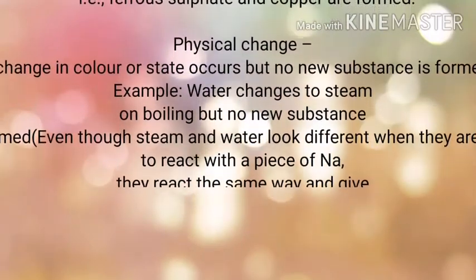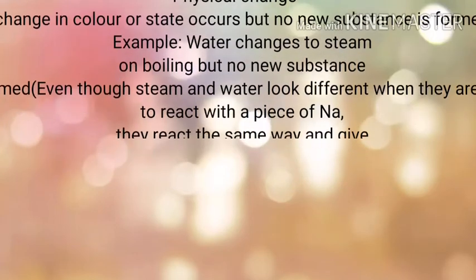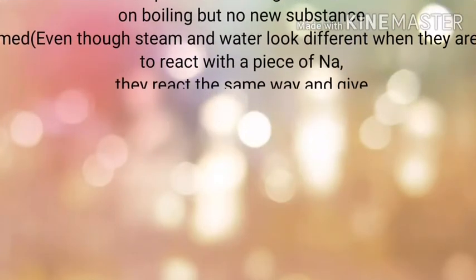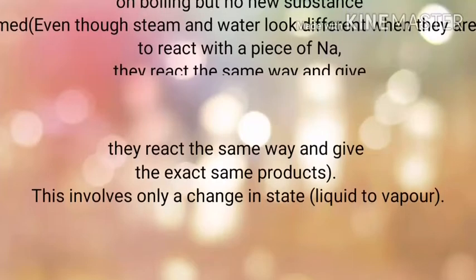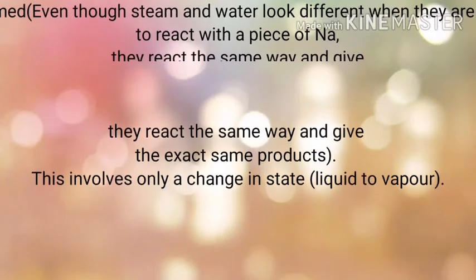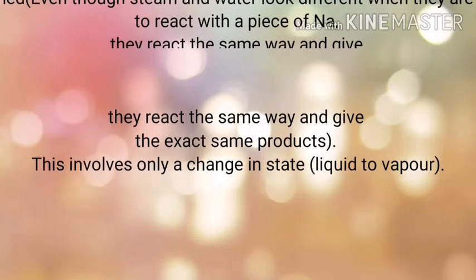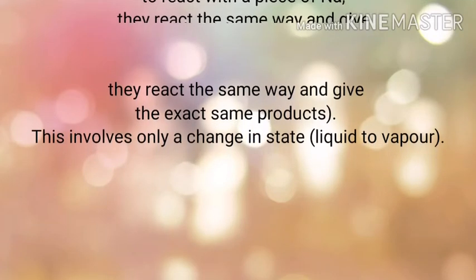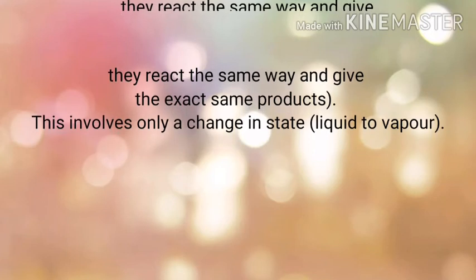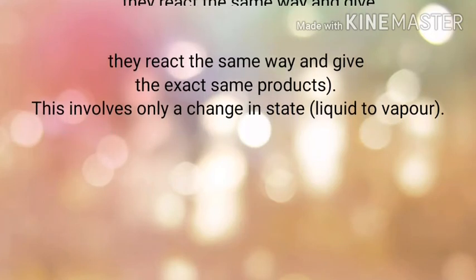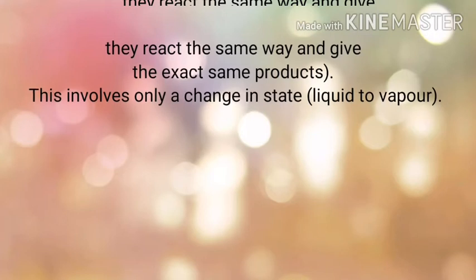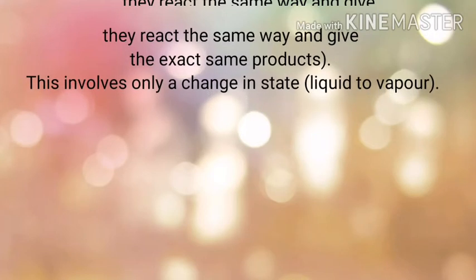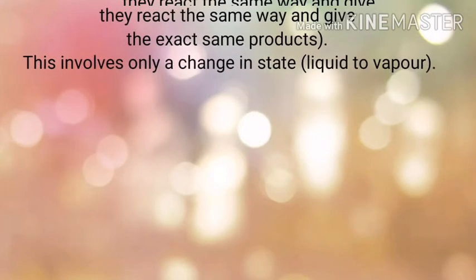Physical changes: a change in color or state occurs but no new substance is formed. Example: water changes to steam on boiling but no new substance is made. Even though steam and water look different, if they are reacted with a piece of Na, they react the same way and give the exact same product. These involve only a change in state, which is nothing but liquid state to vapor state. That is only the state.